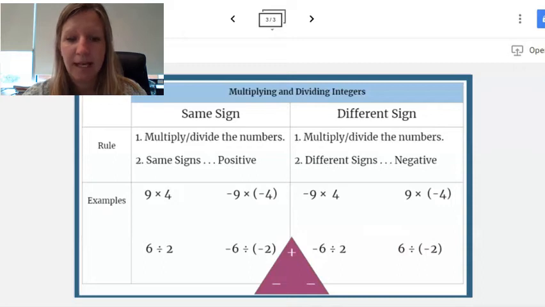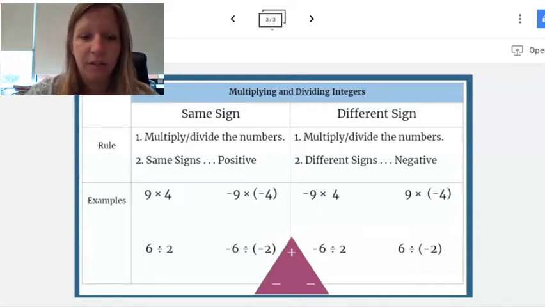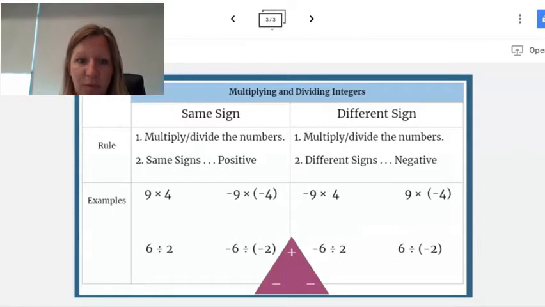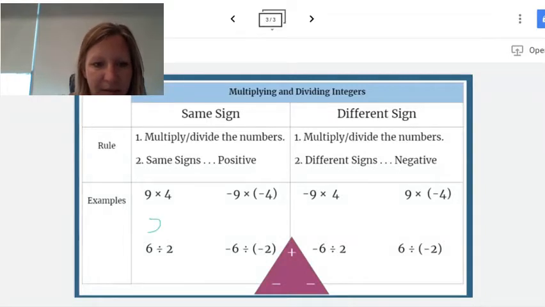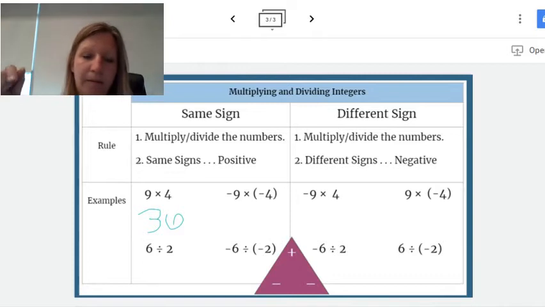To talk about multiplying and dividing integers. If the integers that you're multiplying or dividing have the same sign, meaning if they're both positive numbers or both negative numbers, you're going to multiply or divide the numbers like you would regularly, and then their answer will always be positive. So, for example, 9 times 4, we multiply that like we would regularly multiply 9 times 4, and it's going to be 36. Okay, since they're both the same sign, it's going to be positive.